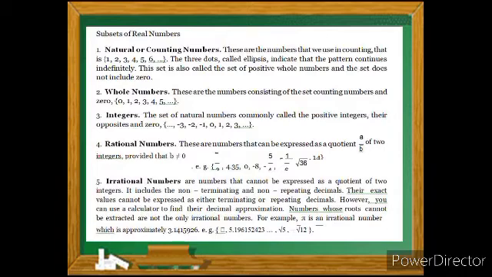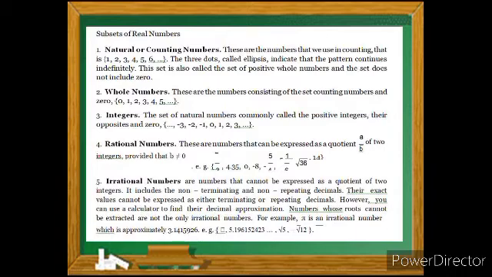Ibig sabihin, si 0 hindi po kasama pag sinabi nating natural numbers. Those are 1, 2, 3, 4, 5, 6, 7, 8, 9, 10, hanggang saan po kaya magbilang. Hindi po kasama si 0, hindi kasama ang negative numbers.